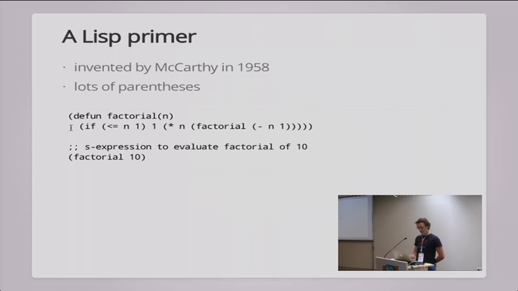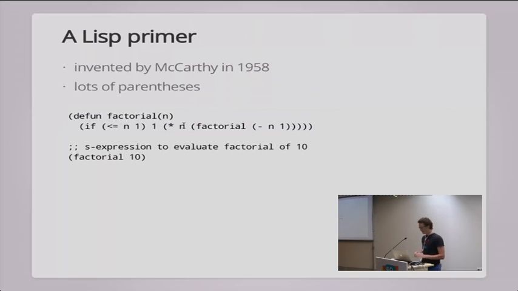This is the simplest possible example, the simple factorial function, and this is how it's defined. There is a special form, defun, which is the way of defining functions, which takes the name of the function and the arguments of the function. Then there is another special form, if, which takes three arguments: the conditional, the then, and the else branch. And all these things are expressions, S-expressions to be precise.